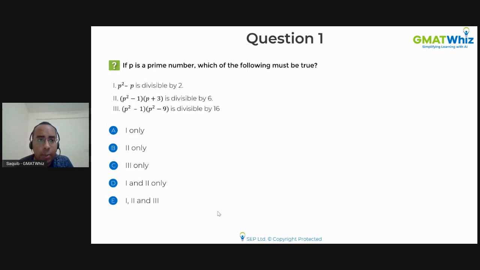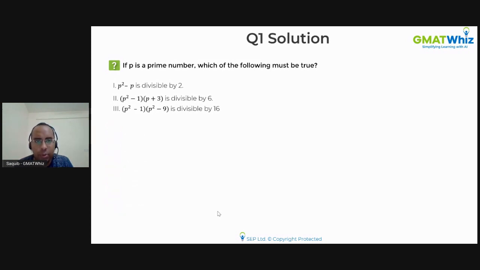I started off with an easy one so that I can help you understand how we are going to do this. Now, in this question, once again, I would want you to notice small things which can help you understand what numbers to take. First thing is, the question is saying if P is a prime number, and they're asking for which of the following must be true.